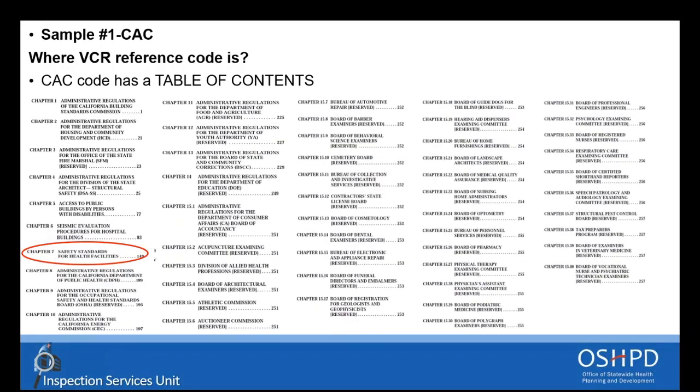Let me try to change, okay. The admin code, part one of the code, is almost like a Bible for you, and it has a table of contents like any other code. And remember, I mentioned that the table of contents is the way to guide you to the specific content. So here is the list of the chapters.